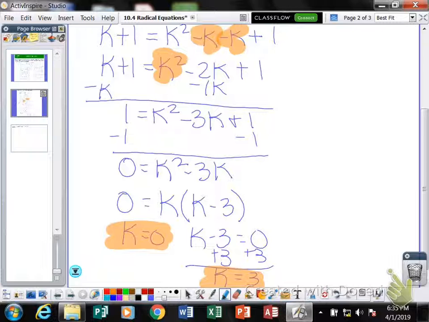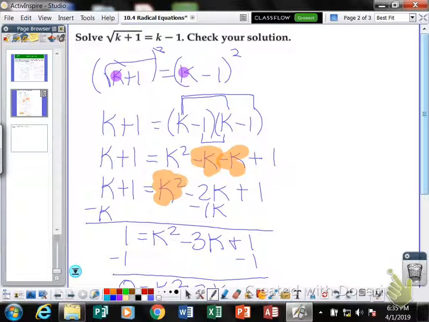So then what I have to do is check my answers. So here, ladies and gentlemen, we got two answers. You are not done yet. Please do not stop there and say you're done. We got to check this. So we go back to that original equation. So this is the check.